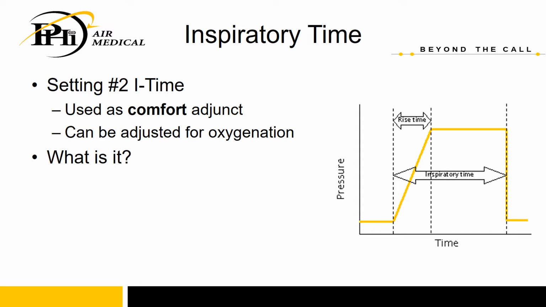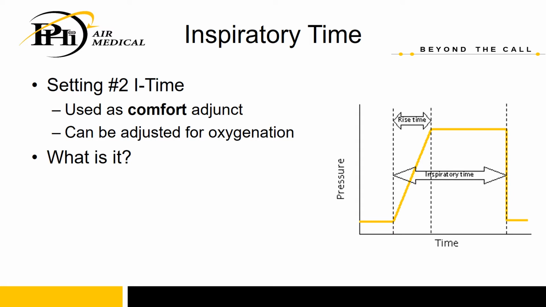Setting number 2 on the ventilator is your I time. In old ventilators, we would adjust either an I time and an E time, meaning your inspiratory time and your expiratory time. We may have had to dial in something called the inspiratory flow rate. But in modern ventilators, it's much easier. It takes all the math out of it. We just simply set an I time. I time is used as a comfort adjunct. It can also be adjusted to manipulate somebody's oxygenation.